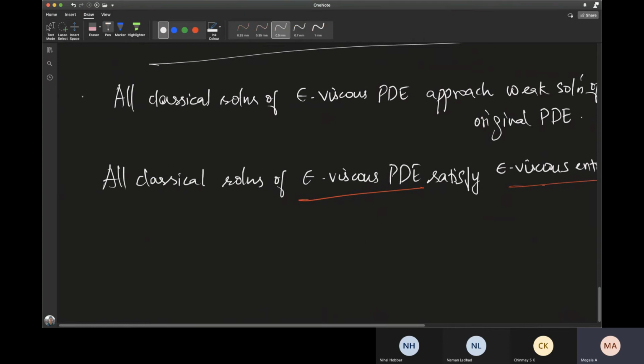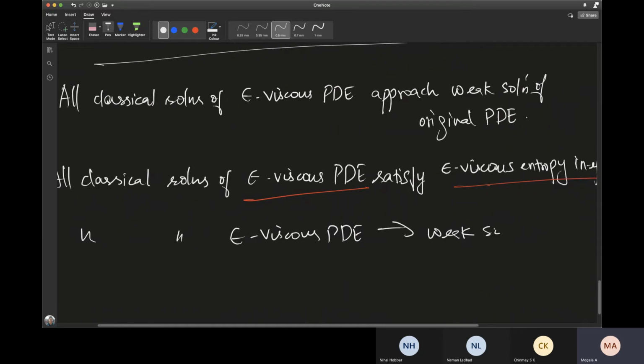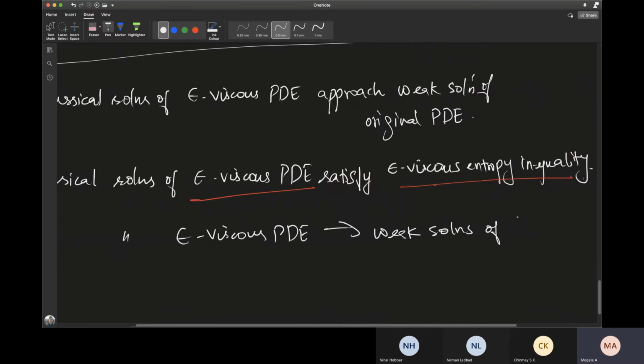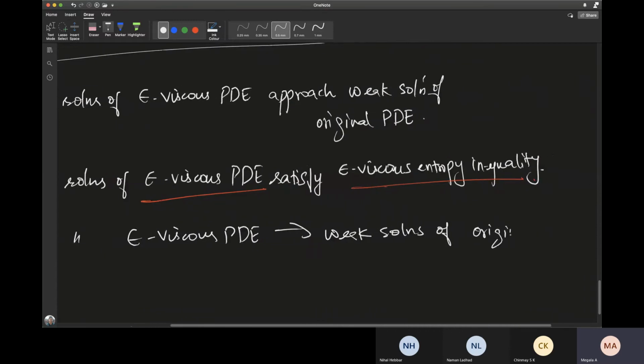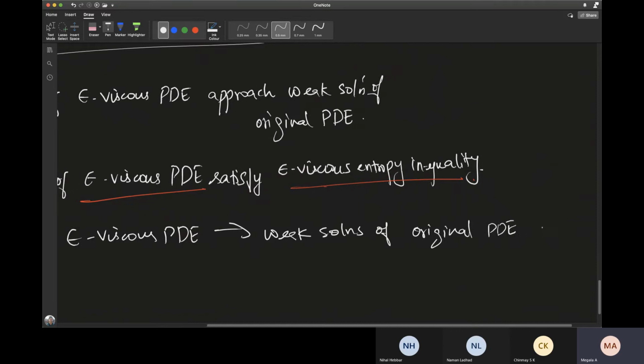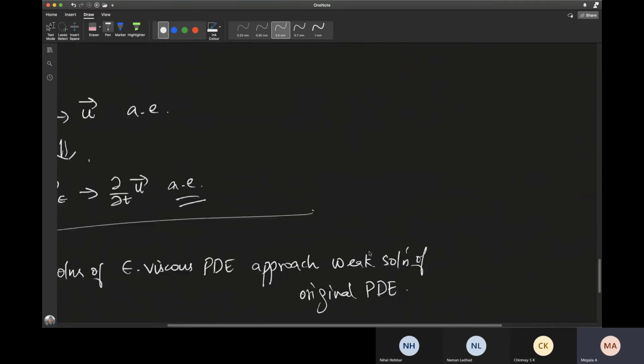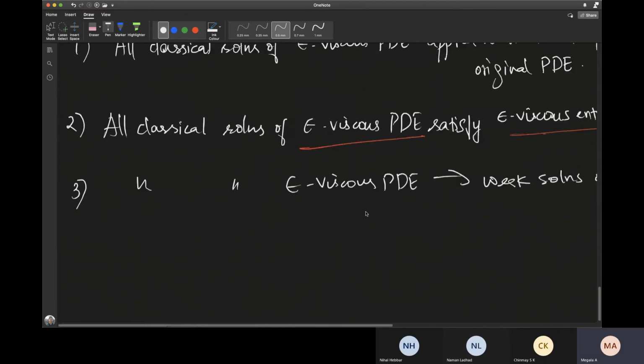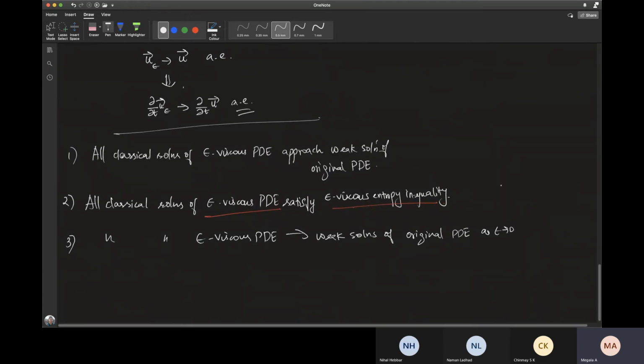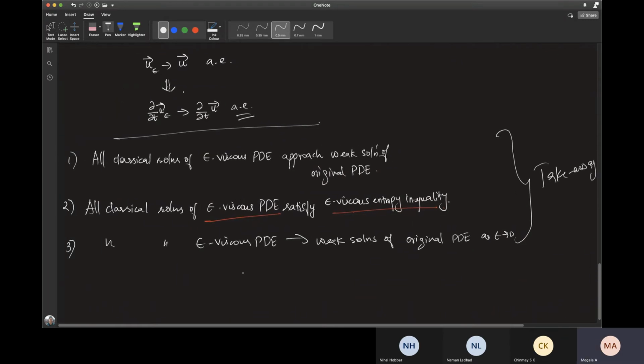And also we have seen that all classical solutions of the epsilon viscous PDE approach weak solutions of the original PDE as epsilon goes to 0. So now we have these three takeaways. These are the takeaways from the arguments from what we've seen till now.